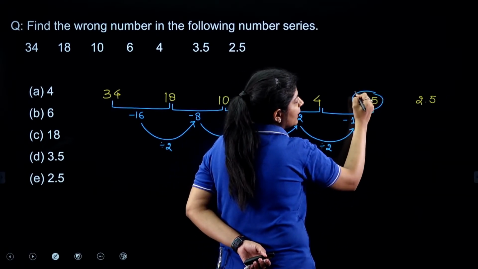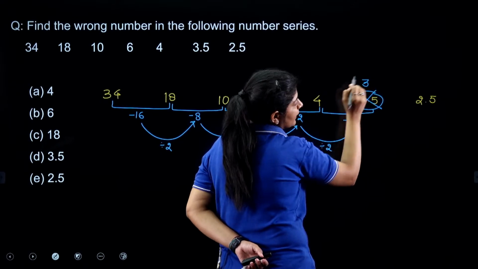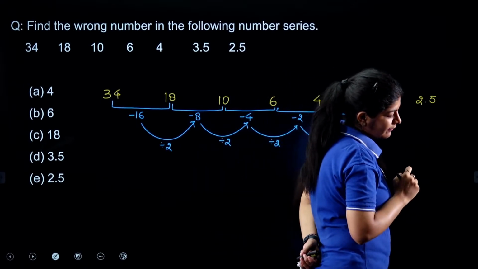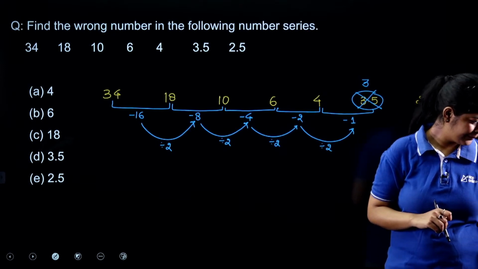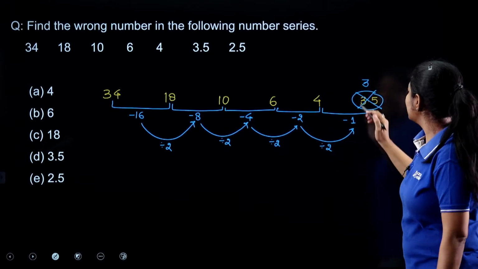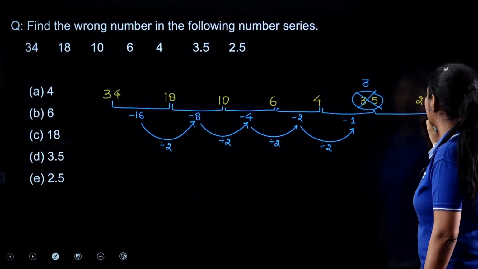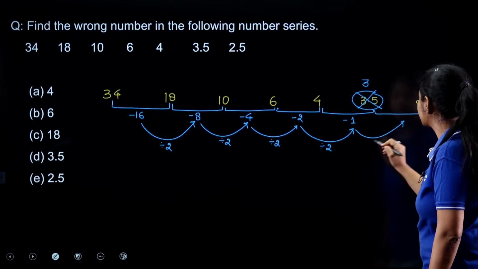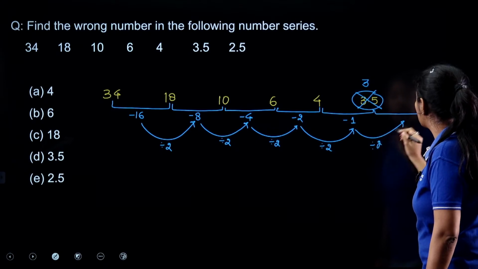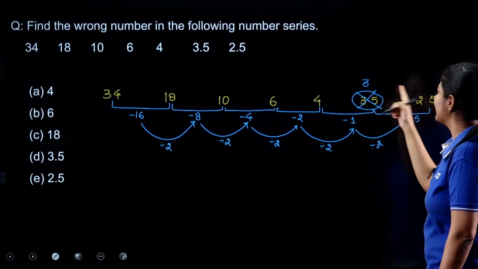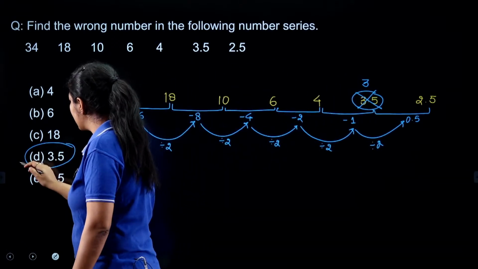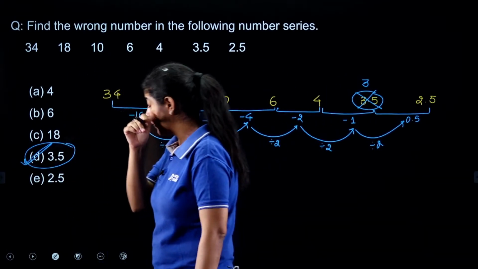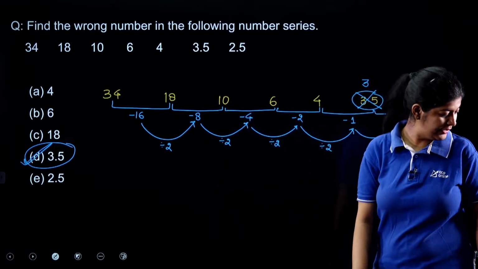So at the place of 3.5, I want 3. At the place of 3.5, I want 3 over here, right? Now after this, if I divide it by half, I'll get 0.5, which is nothing but satisfying the rest of the case. So the wrong term over here is again your option number D, 3.5.